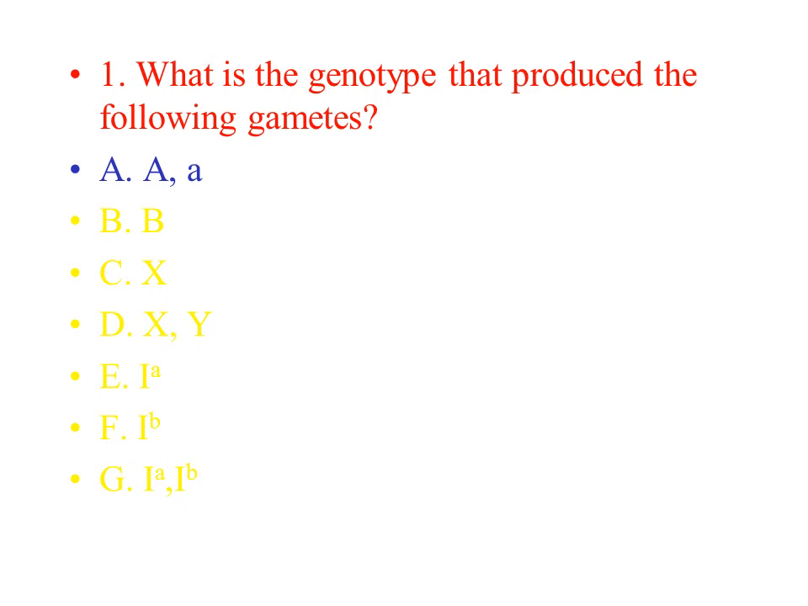What is the genotype that produced the following gamete? The first one we'll look at is if you have one gamete or one daughter cell that has a big A in it and one daughter cell that has a little a in it. What we're asking is, who's the mom or who's the dad, or what created that gamete? The answer is a father or a mother that has the genotype of big A and a little a.